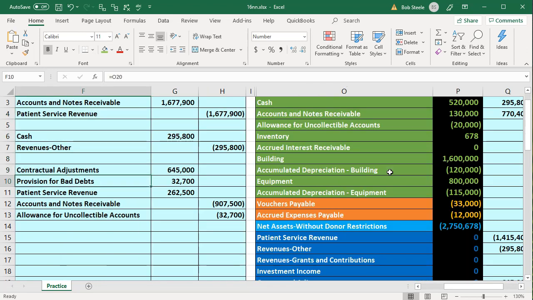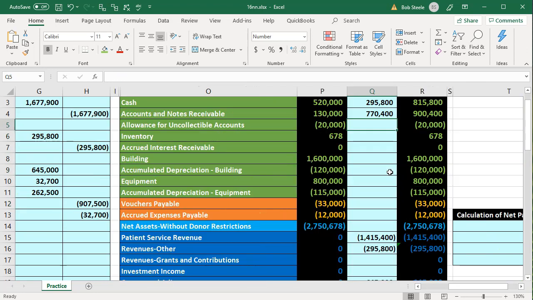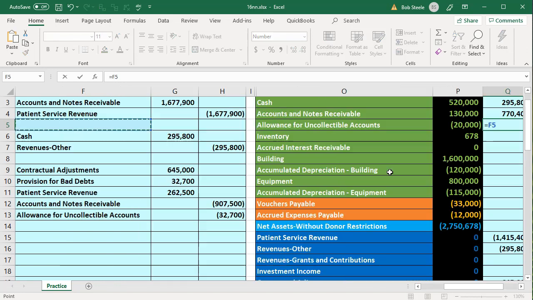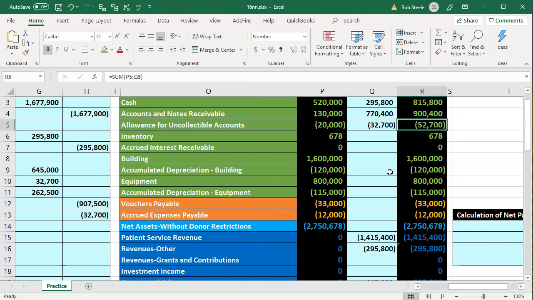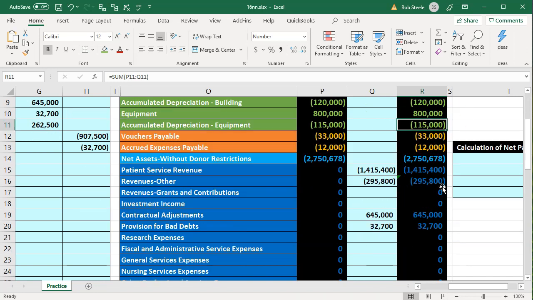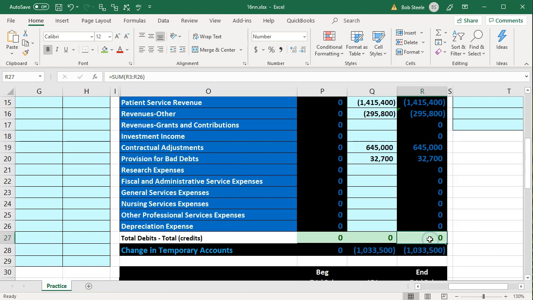Next, we have the allowance for uncollectible accounts. Allowance for uncollectible accounts, that's going to be in cell Q5. Within Q5, we're going to say equals. Pick up the allowance for uncollectible accounts and enter. So it's going to go up in the credit direction, bringing the net value of the receivables down, the 900,004 minus the 52.7. Then if we scroll back down to the bottom, we see that we are back in balance given by the green zeros.